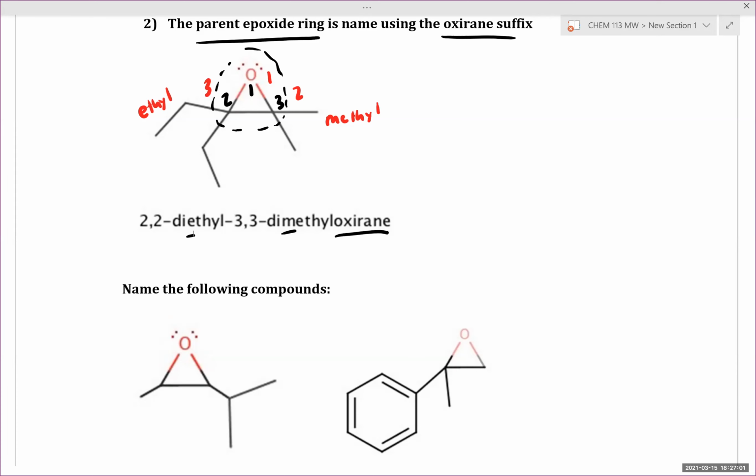Generally, if your substituents are simple, it's easier to name it as an oxirane and name the substituents as substituents. If you have a more complicated molecule that contains an epoxide, in many cases, you'd have to name the epoxide as your substituent. Does that answer your question? Yeah, it does. Thank you.